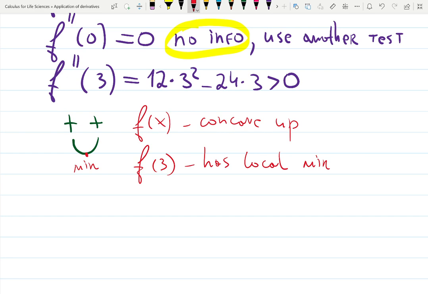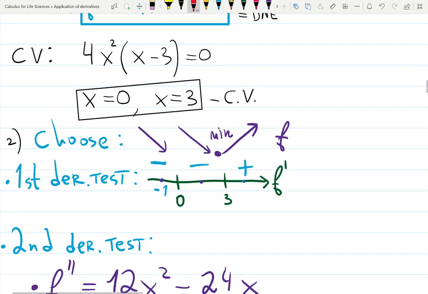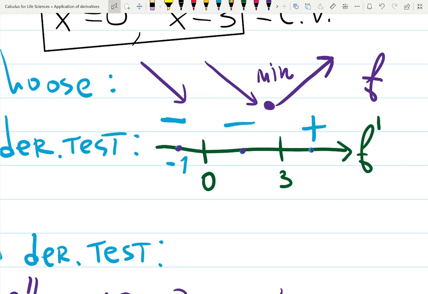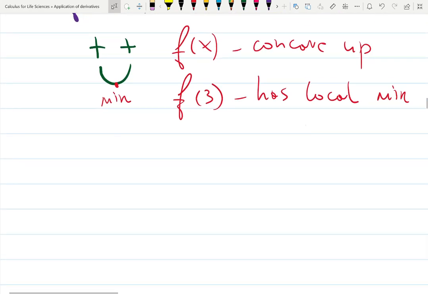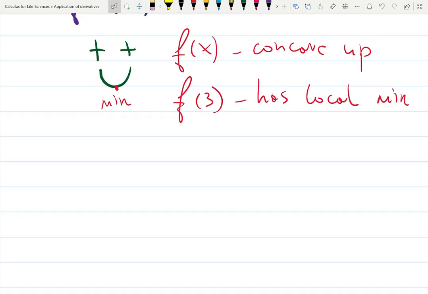The other one, the zero one, did not give us information. So luckily we did the first derivative test. And at zero, it was no minimum, no maximum. As you can see, the function was decreasing and then it was decreasing again. So that's why the first derivative test helped us. We're gonna answer all the information at the end.